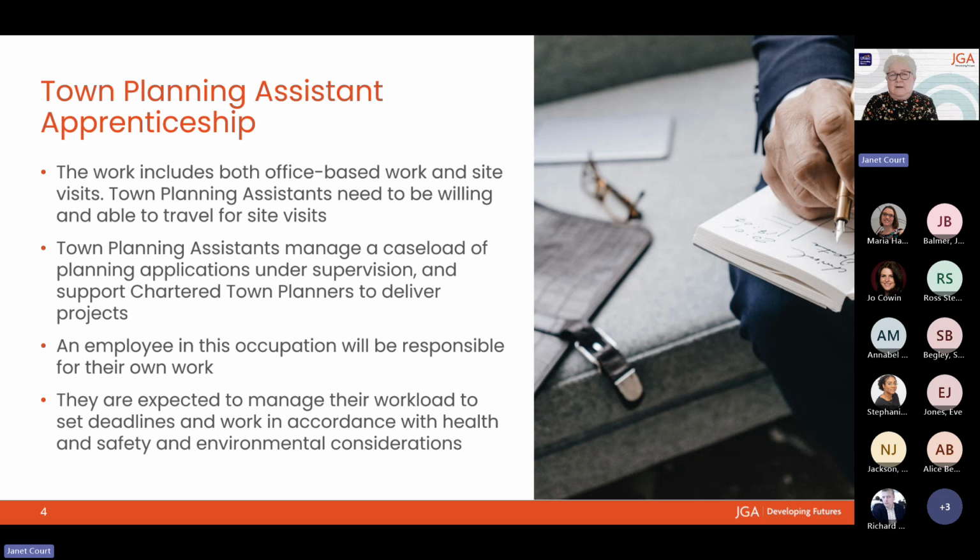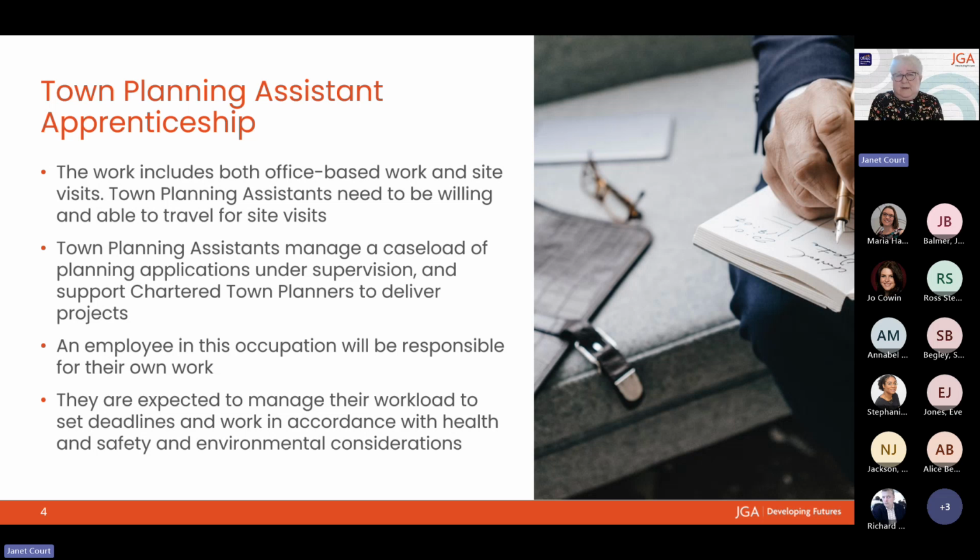Now, when we talk there about the support to chartered town planners, they don't necessarily have to be managed by a chartered town planner, but there needs to be somebody in their environs who is a chartered town planner, because they need to be able to verify that the work they're doing is the standard of a town planning assistant.